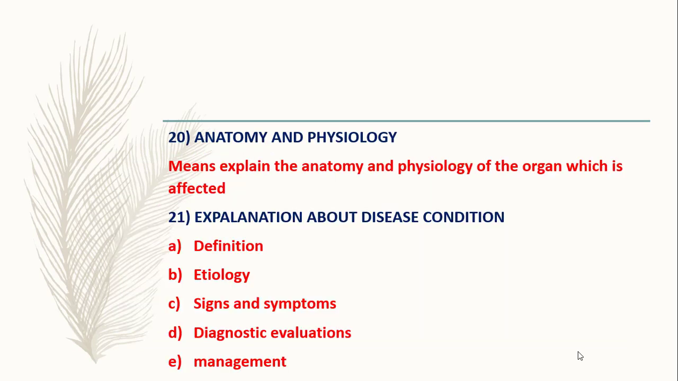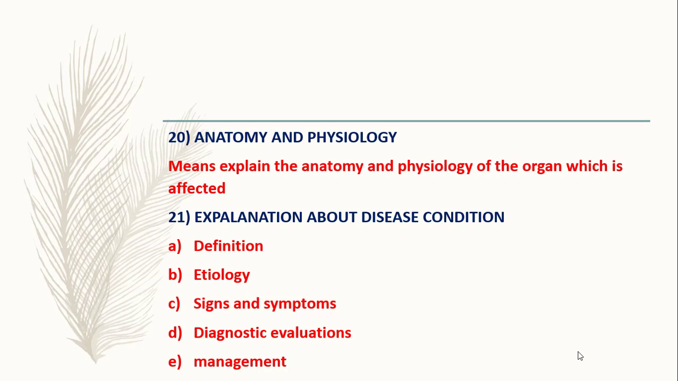Next heading is anatomy and physiology. That is the second section of the case study. Under anatomy and physiology, you have to explain all the anatomy and physiology of the organ which is affected. If it is the brain, you have to write about the brain. What is the anatomy of the brain? What is the physiology of the brain?